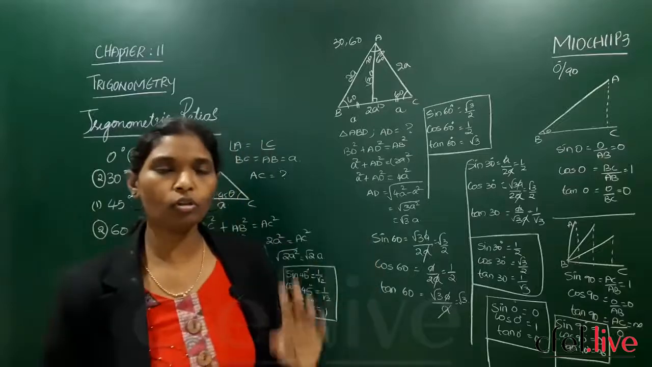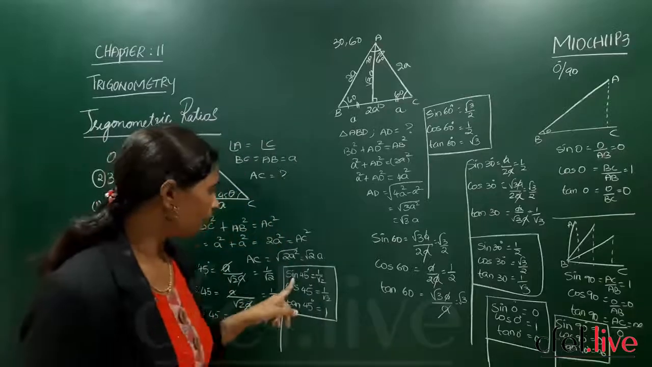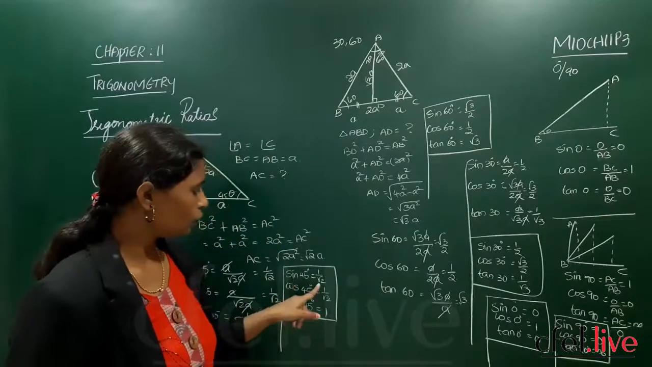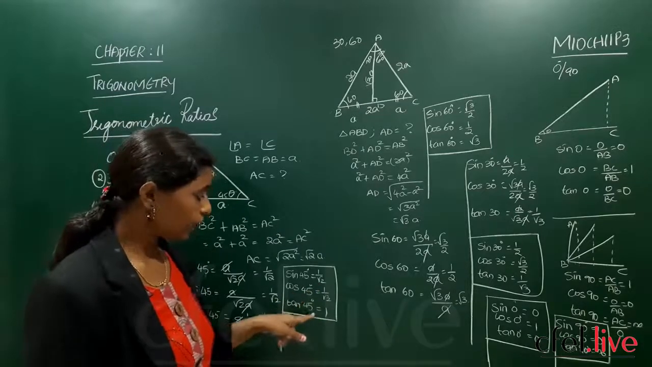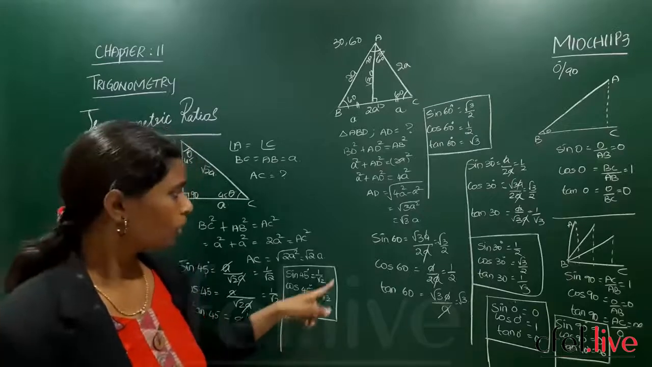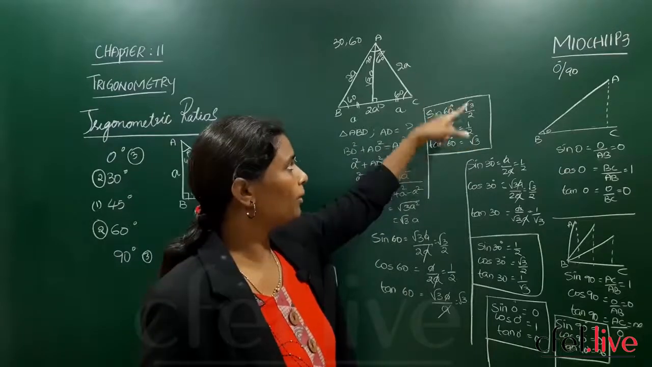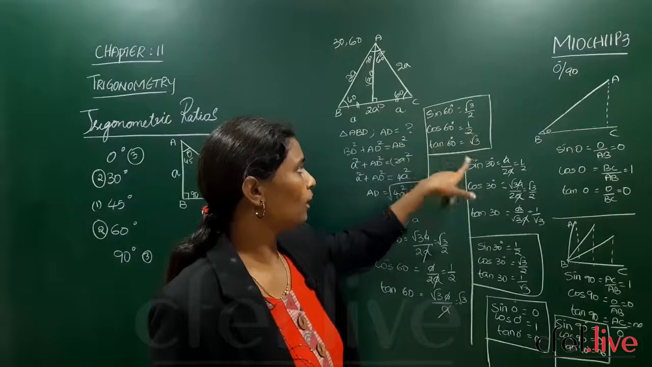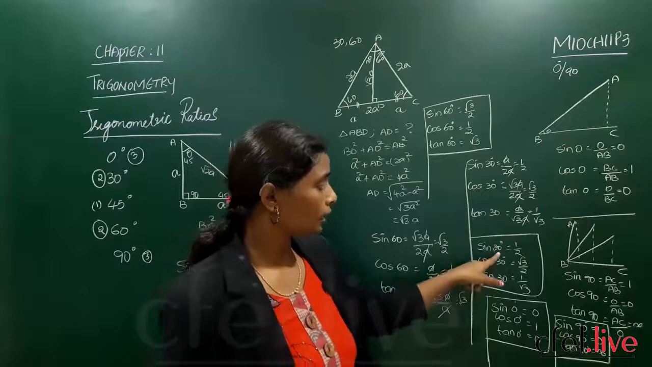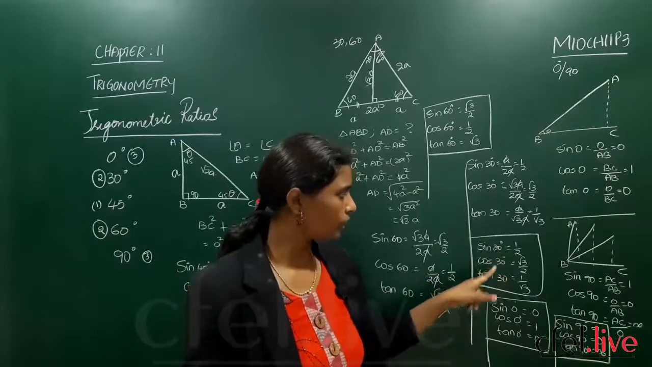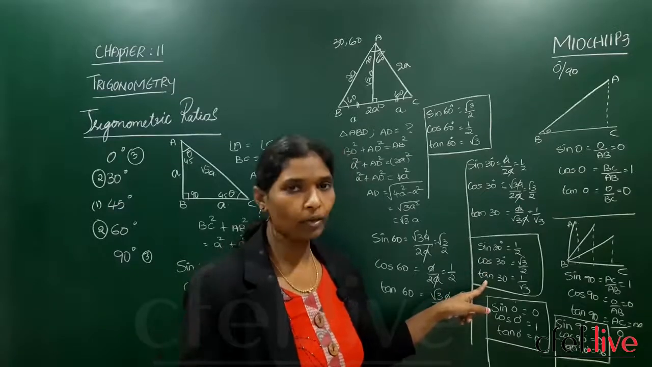Just take the reciprocals of them, and you will get the cosec, sec and cot. For example, cosec 45 is root 2 by 1, sec 45 root 2 by 1, cot 45 is 1 by 1, again 1. Now sin 60. Cosec 60 is 2 by root 3, sec 60 is 2 by 1, cot 60 is 1 by root 3. Sin 30 is 1 by 2. Cosec 30 is 2 by 1, sec 30 is 2 by root 3, cot 30 is root 3 by 1.